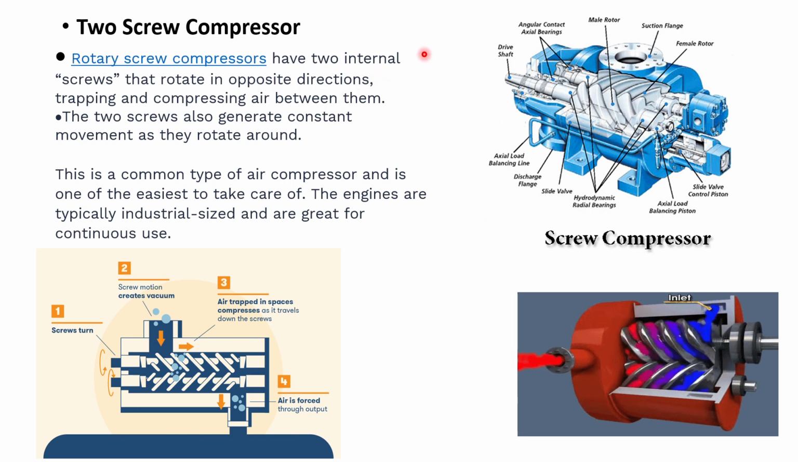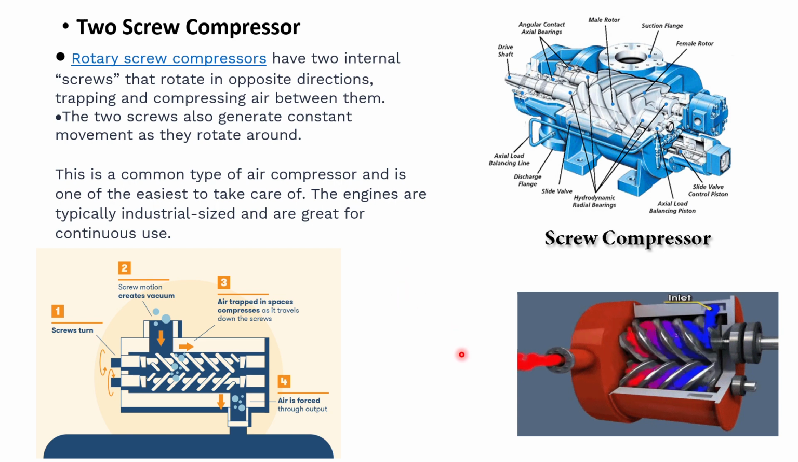First, let us talk about the screw compressors. Most screw compressors have two screws rotating in opposite directions, trapping and compressing air between them. The two screws also generate constant movement as they rotate. This is a common type of compressor and it is one of the easiest to take care of. The compressors are typically industrial size and are great for continuous use.